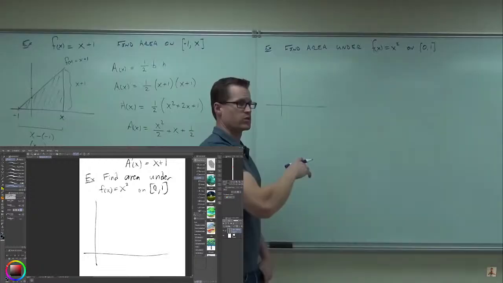You know what x squared looks like, right? Now this is only between 0 and 1, so I'm not going to draw the left side of this. I'm just going to draw that.